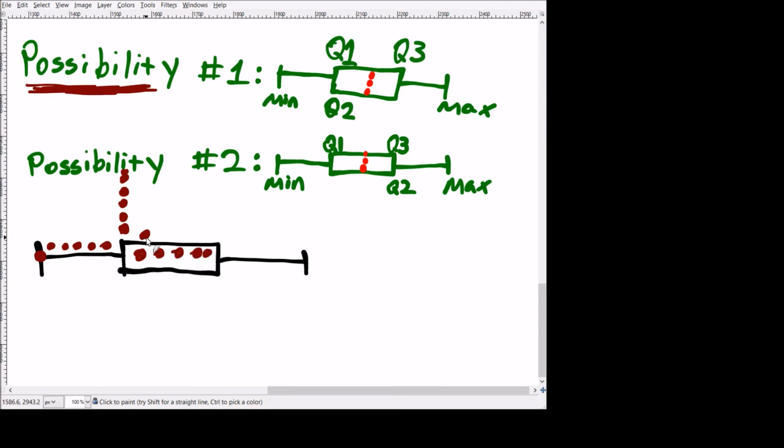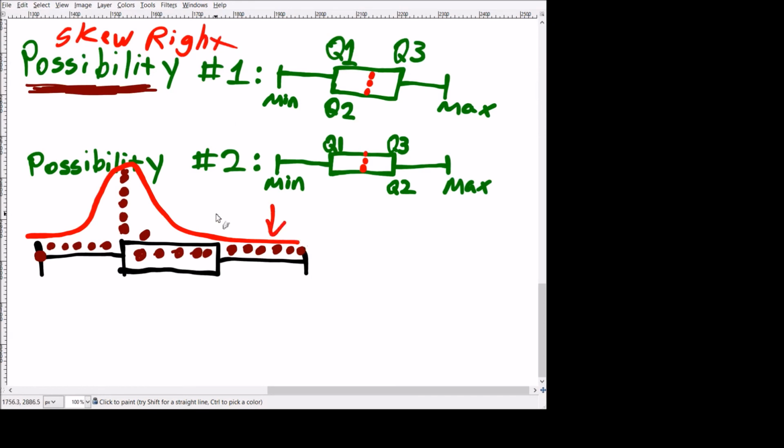Well, I can see I might have to put another dot right here. And then I space out 6 more dots over here. Well, if I had to draw a data distribution in red here, I could see that it might look something along the lines of this right here. And if I did that, according to possibility number 1, this would be a skew right distribution because the tail over here is primarily on the right with the head right here on the left.